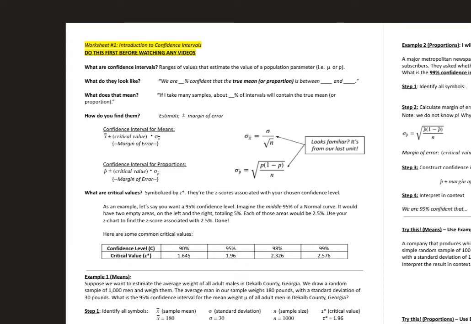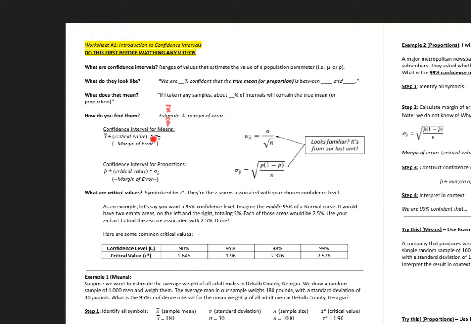The general form for calculating a confidence interval is an estimate plus or minus a margin of error. In this case, an estimate could be X bar, or it can be P hat, depending on whether the problem involves a mean or proportion. And then we calculate this margin of error.